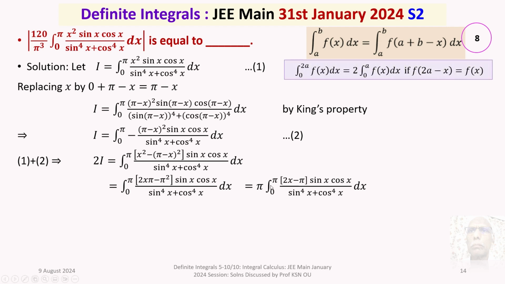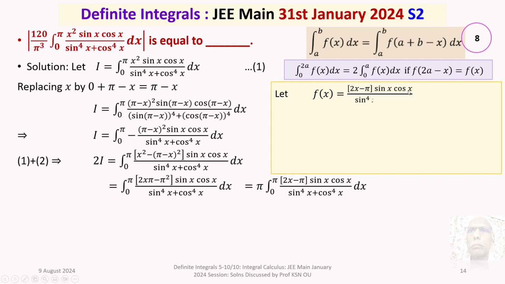So we apply another property. The property is: integral 0 to 2a of f of x dx will be 2 times integral 0 to a of f of x dx if f of 2a minus x is f of x. And in our case 2a is pi, a will be pi by 2. So we have to see f of pi minus x. So what is f of x? f of x is 2x minus pi sin x cos x by sin to the power of 4x plus cos to the power of 4x.